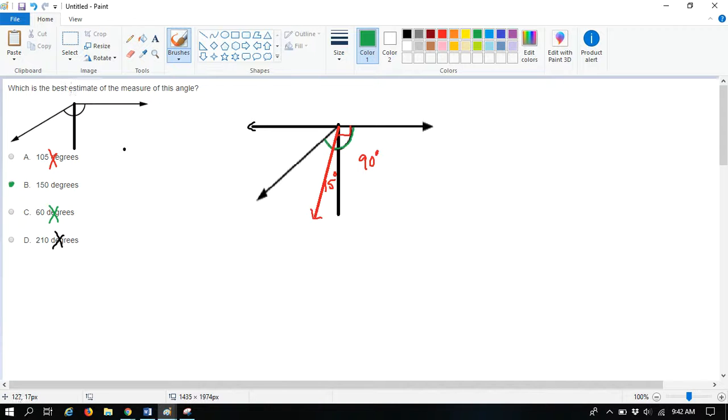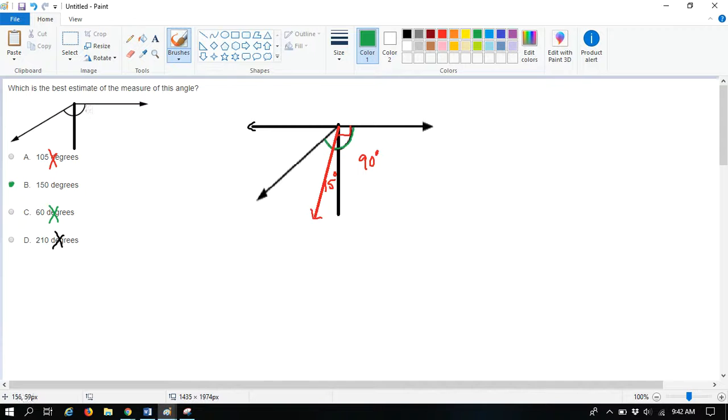Now the third one was asking for the best estimate, and this one was difficult. So what I found was I took the angles that they gave me, and let me draw another straight perpendicular line so I can make my 90-degree angle. Because if I know what 90 degrees looks like, I can compare the other angles to that one. So I took my black marker and I drew a black perpendicular line to intersect with this one right here. Because I know that's 90.